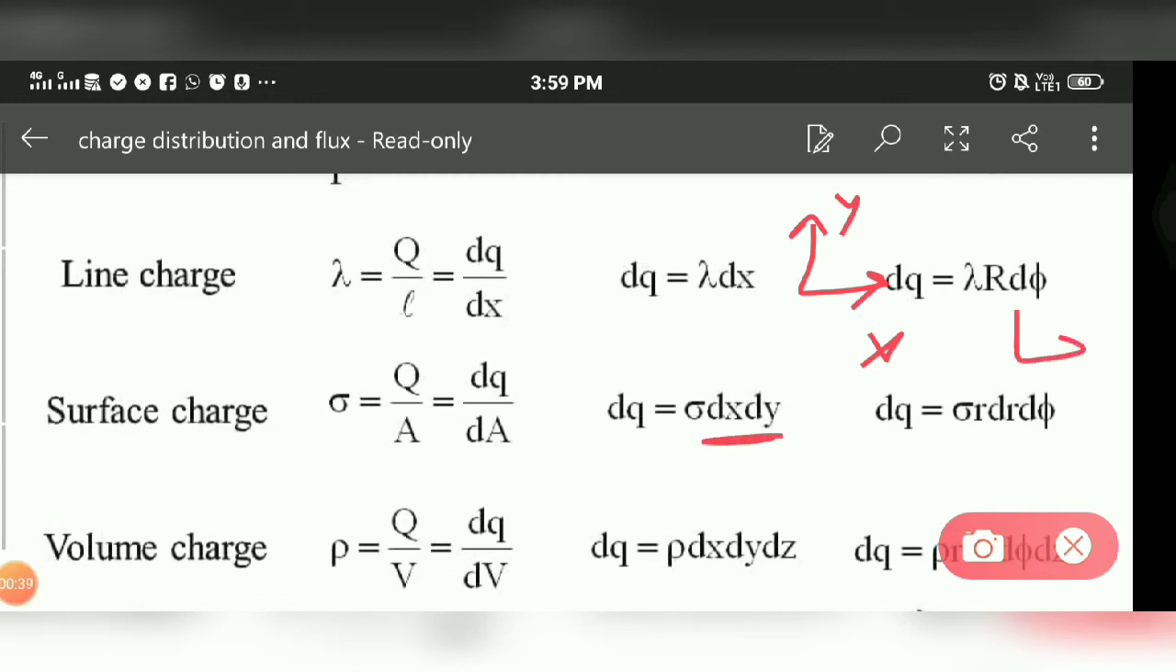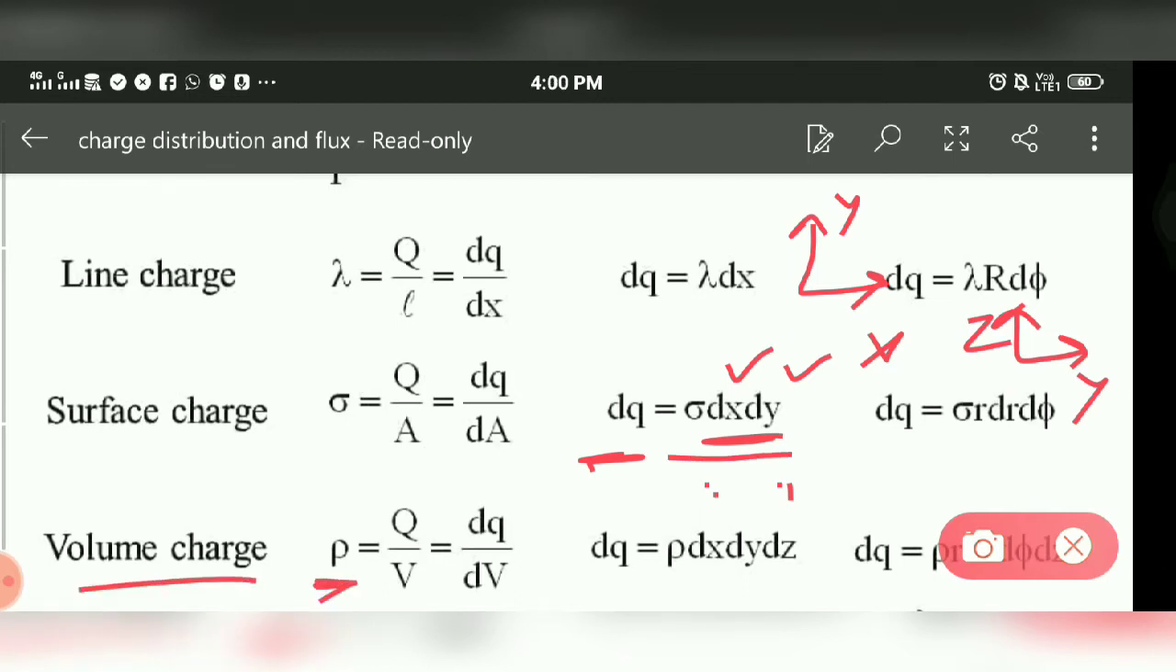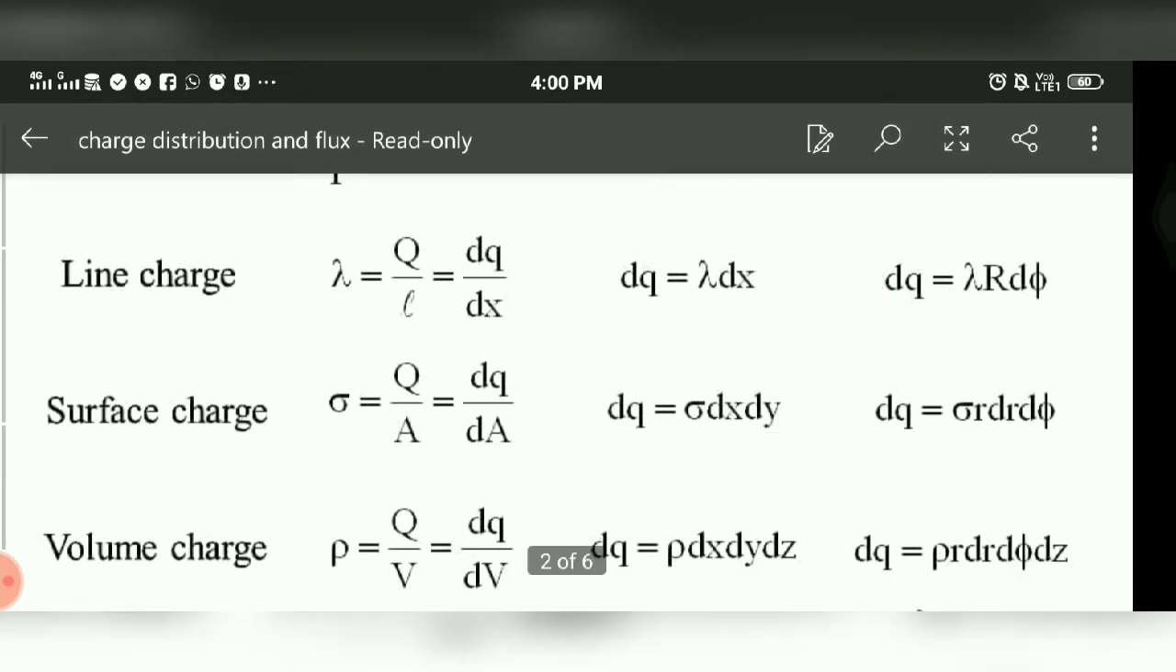If we take the yz plane, then the area would be dy dz. If we take the xz plane, then the area would be dx dz. So dq equals sigma times this. Volume charge is represented by rho, which is q by v, that is dq by dv. So it is given by this. Now dv is equal to dx into dy into dz.